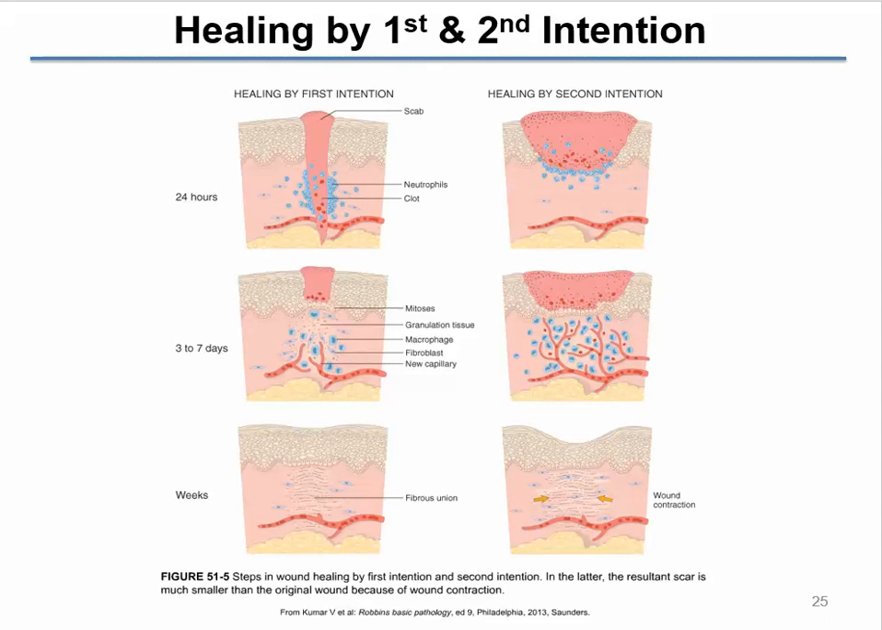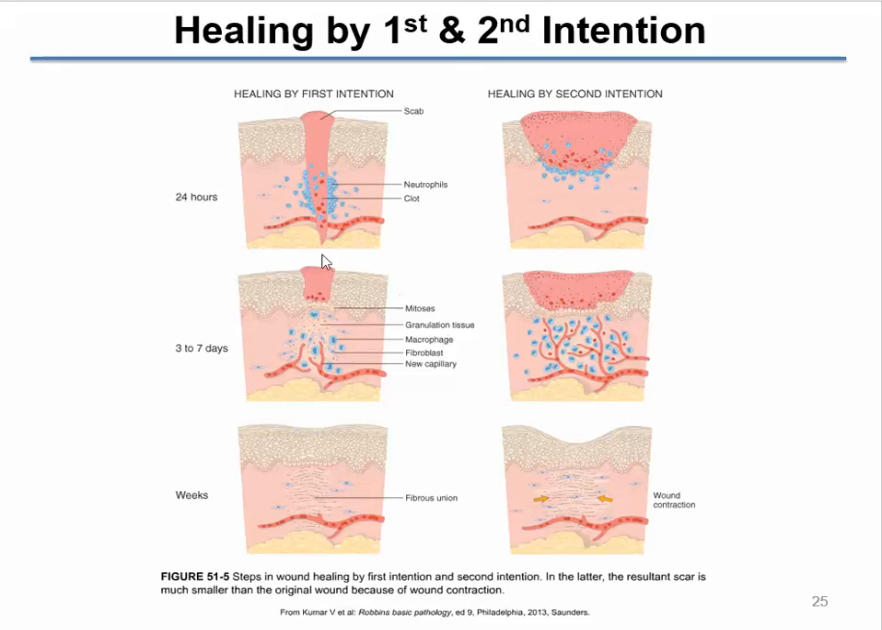Okay, the last part of this is about healing, and healing by first and second intention. And what does that mean? So healing by first intention happens in a clean, uninfected, limited wound, like this one. Surgical incisions tend to be first intention. Cuts are first intention.